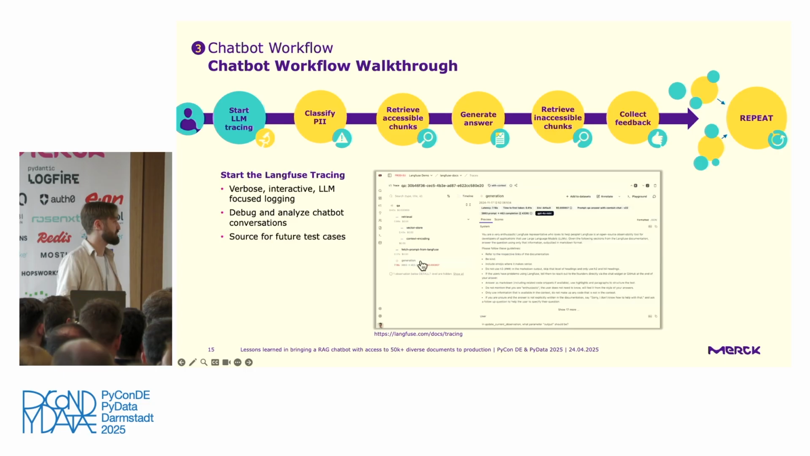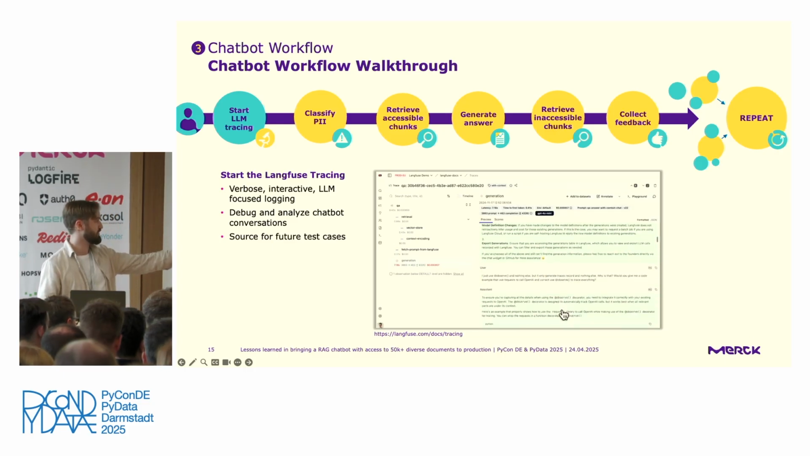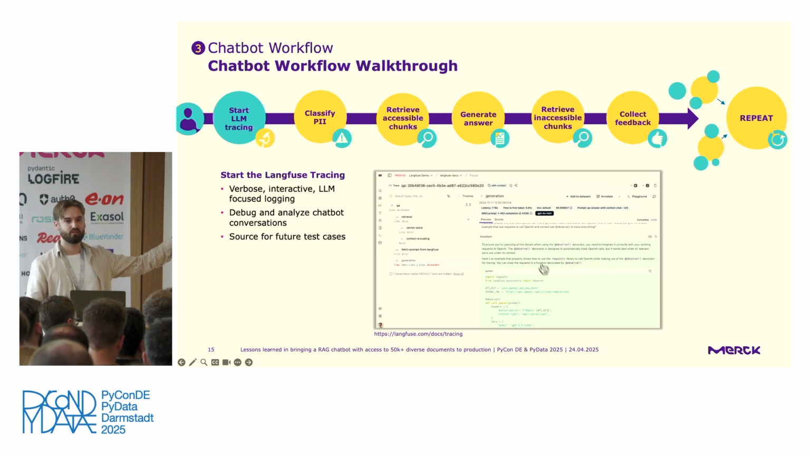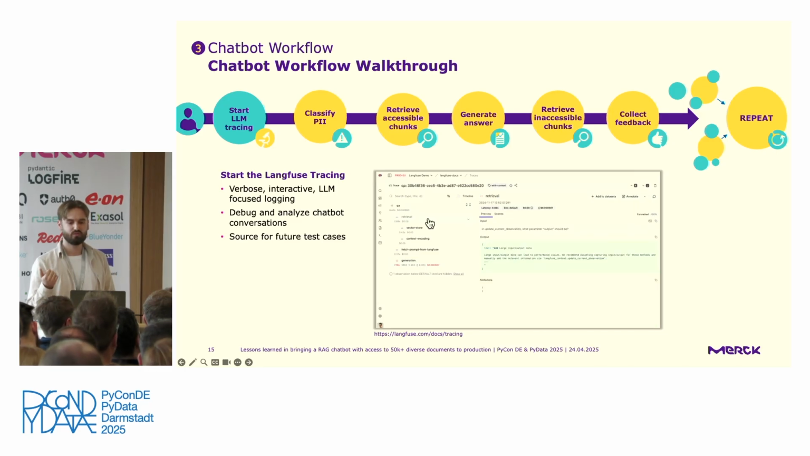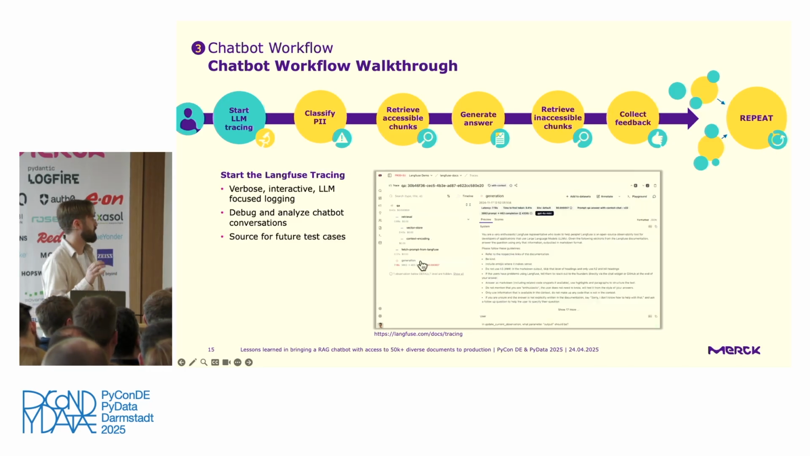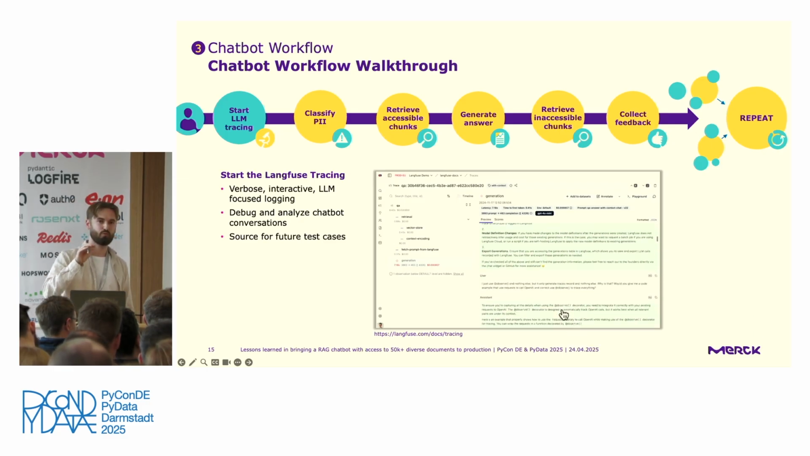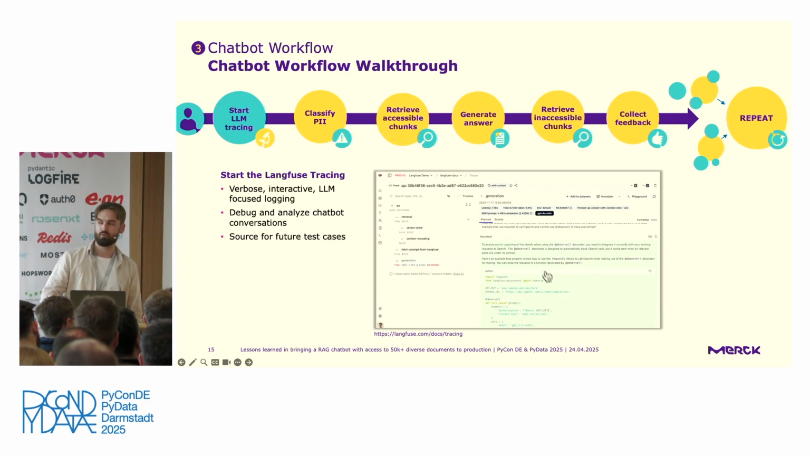So the first thing we do is we start the LLM tracing, and we use Langfuse for that. You can see it on the right here, and we can really recommend this tool. It's open source as well. And this is really just verbose, interactive, LLM-focused logging, which you can easily add into your application. And we use this to debug and analyze any conversations between users and the chatbot. And it also serves as a great source for future test cases, which we will pick up on later again.